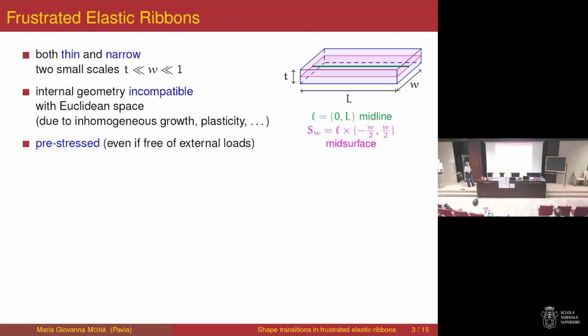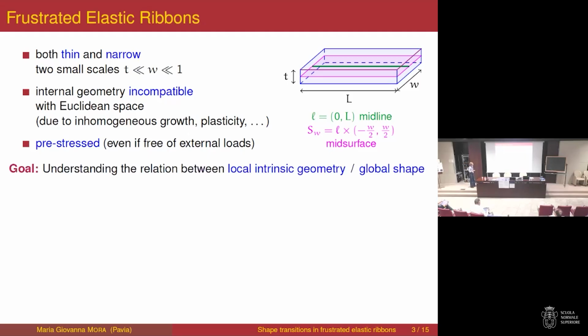The presence of this internal geometry is usually due to some inhomogeneous process, like for instance growth, plasticity, or other phenomena. Because of this geometric incompatibility, even if there are no external loads applied, the material is in a state of stress. It's pre-stressed.